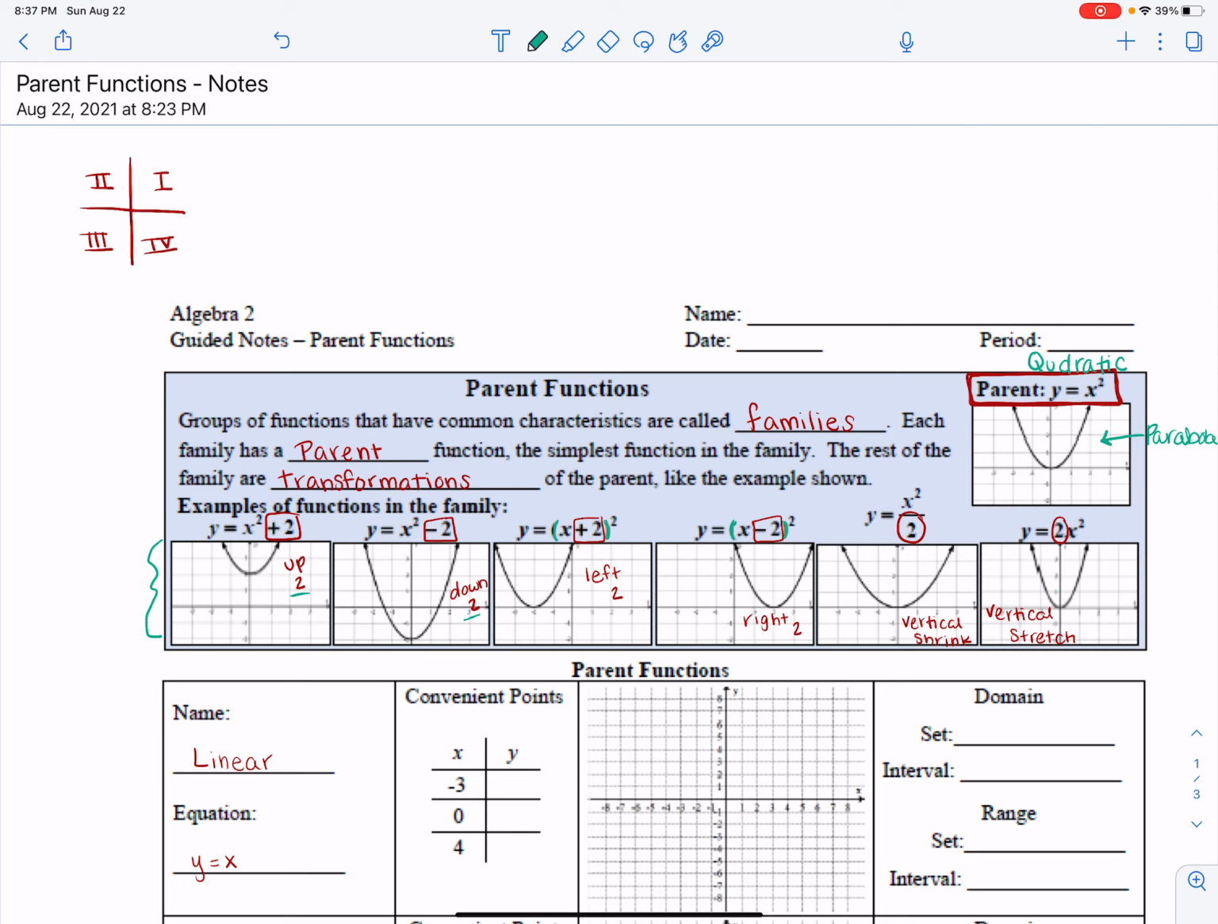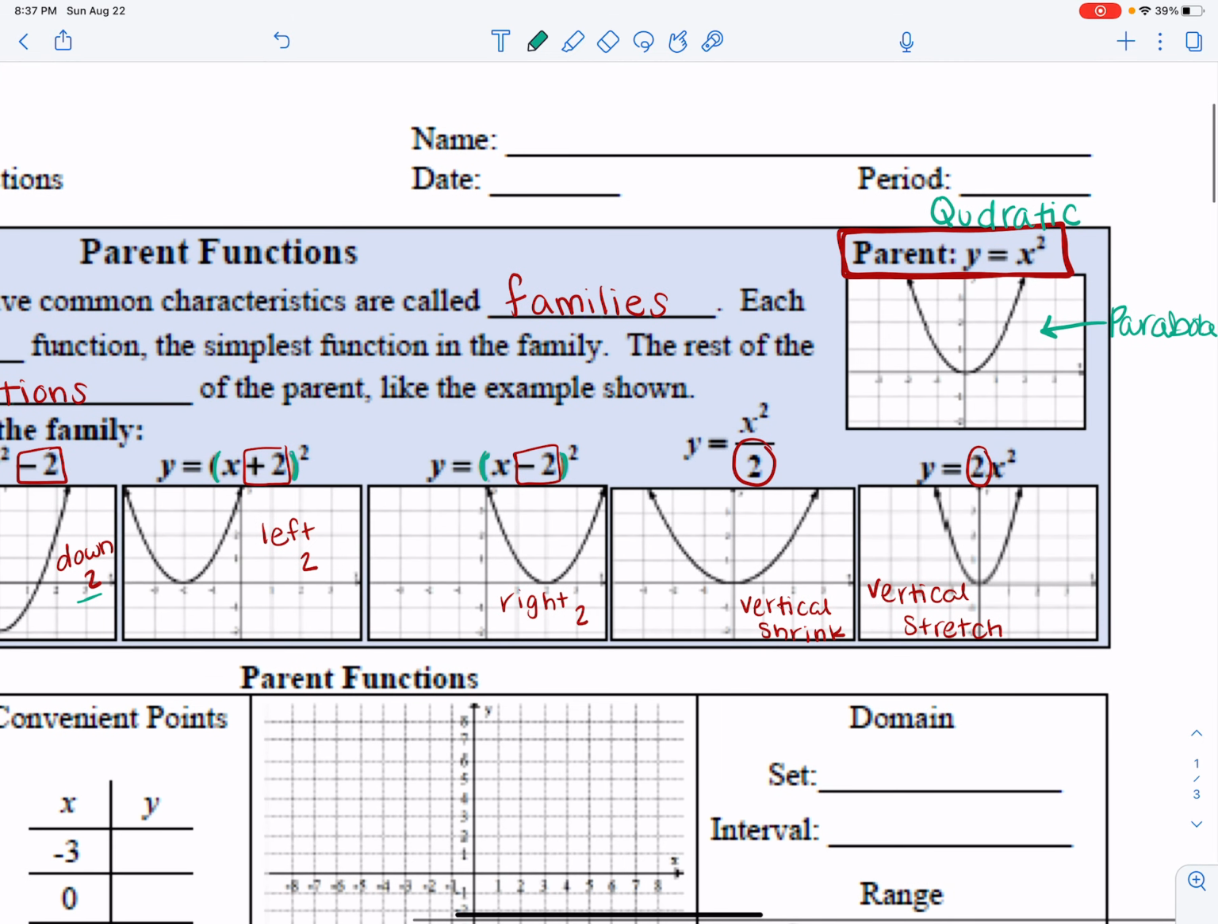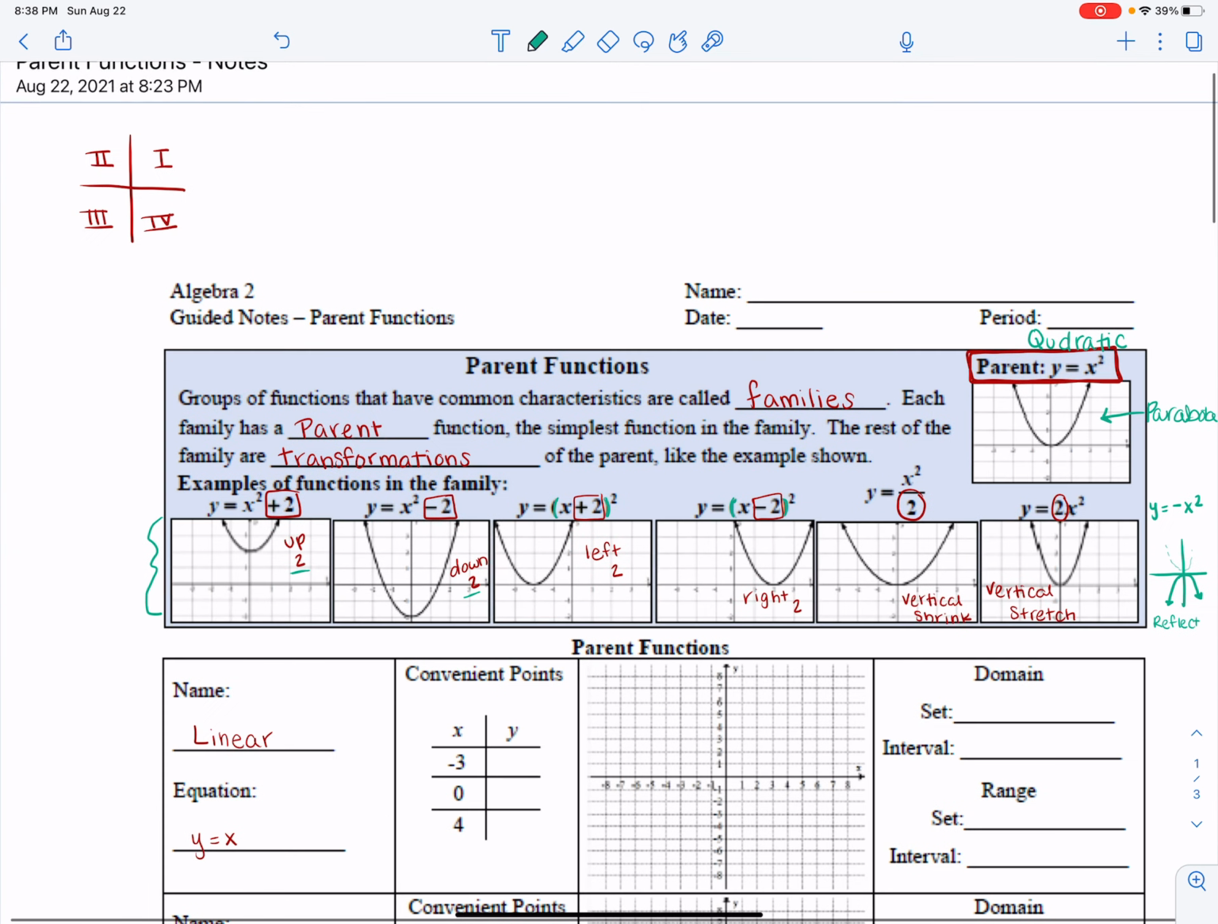Another transformation you might see is if you take the parent x squared but you negate it, so you have a negative x squared, that graph is going to be the same as your original, but the negative is going to flip it upside down. We call this a reflection across the x-axis. So when you start with the original and flip it, then you reflect. So that's just kind of a good introduction to parent functions.